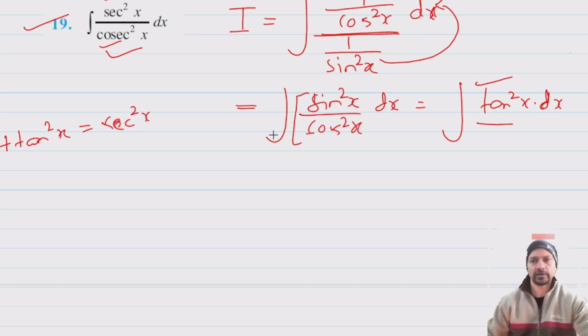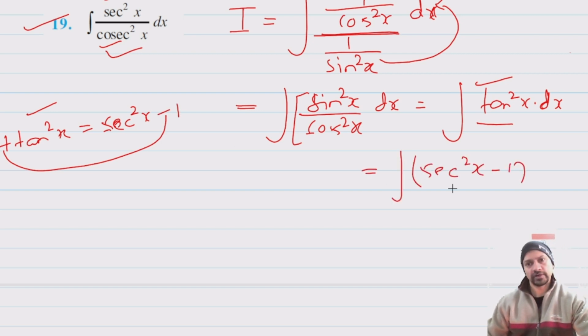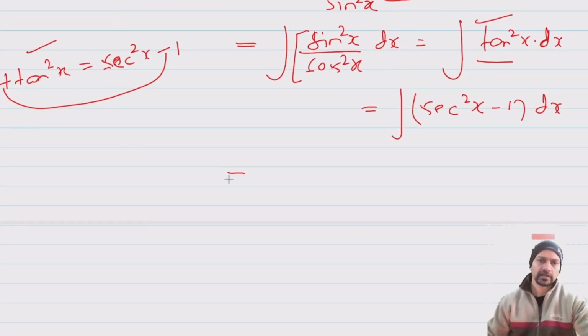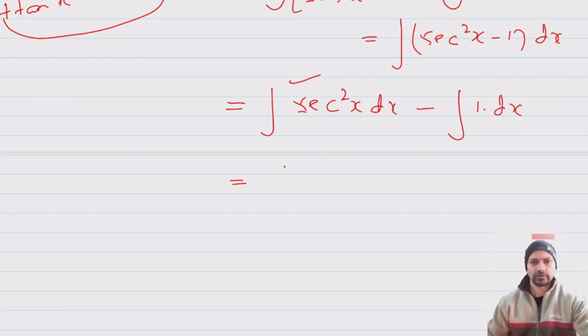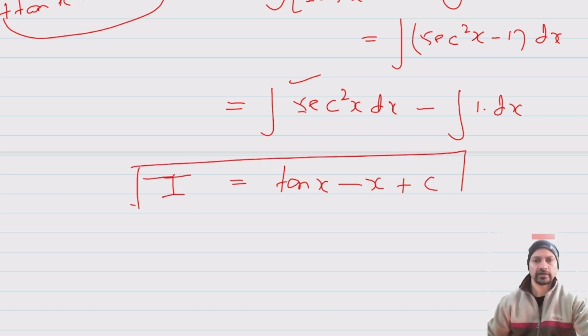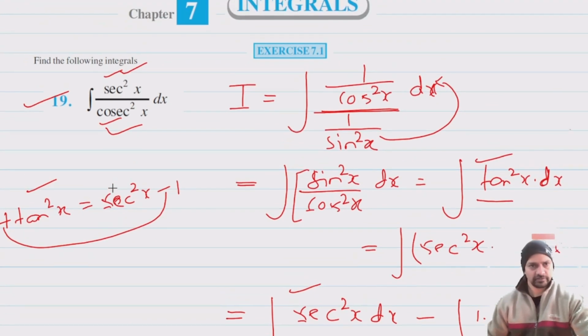We don't have the direct formula to integrate tan square x, so this tan square x can be written as secant square x minus 1. So this is the integral of secant square x minus 1 into dx. Now let's separate these two terms: the integral of secant square x dx minus the integral of 1 dx. The integration of secant square x is tan x, and of 1 is x, plus c. And that solves our question number 19.